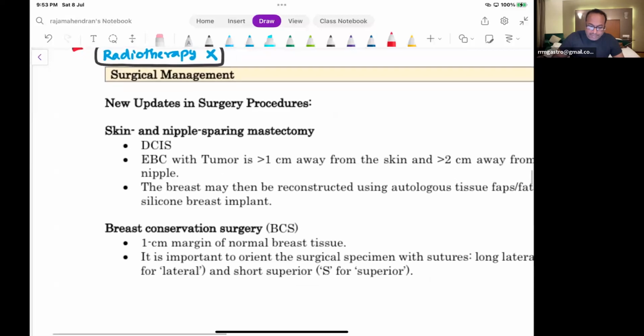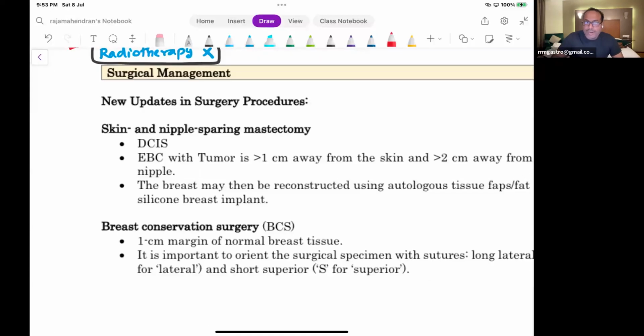There are major updates in surgical management in Bailey. The new Bailey has given many new surgeries. You should never forget these new surgeries. One of the first important new updates is skin and nipple sparing mastectomy. They spare the skin and the nipple. See, this is a breast, nipple, areola.